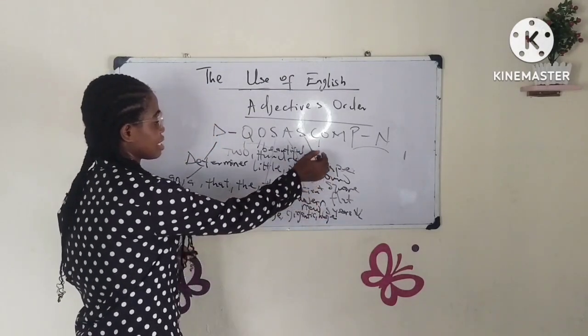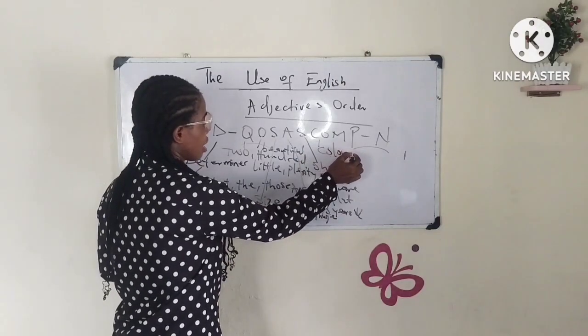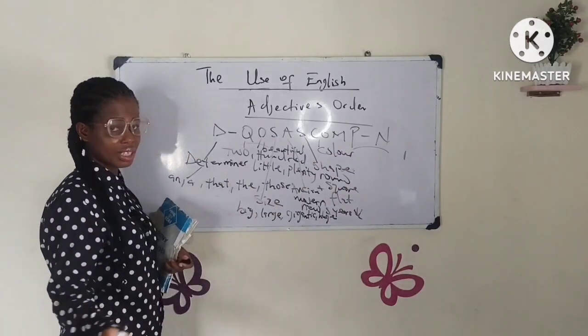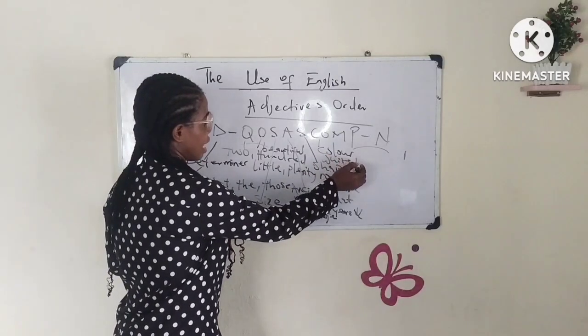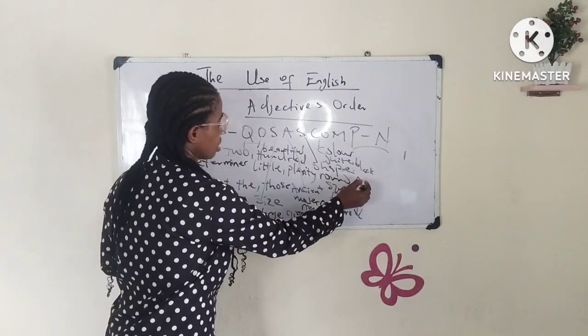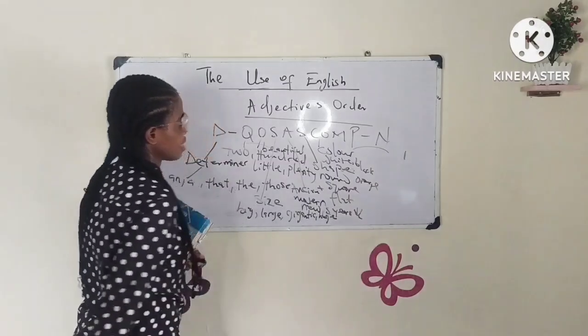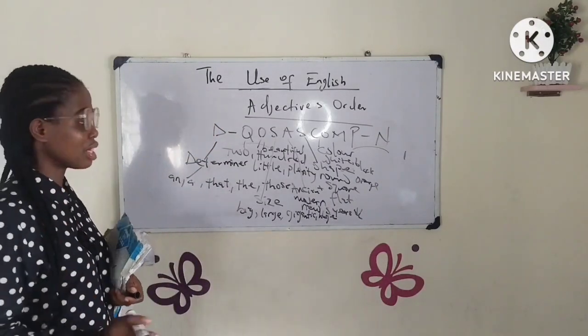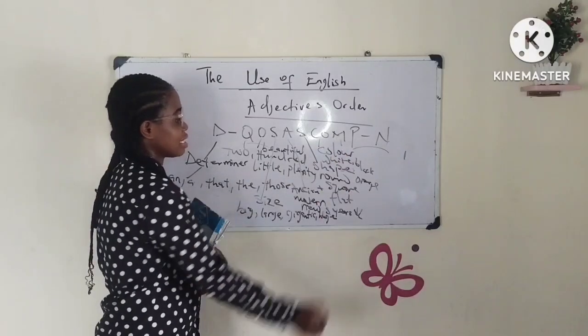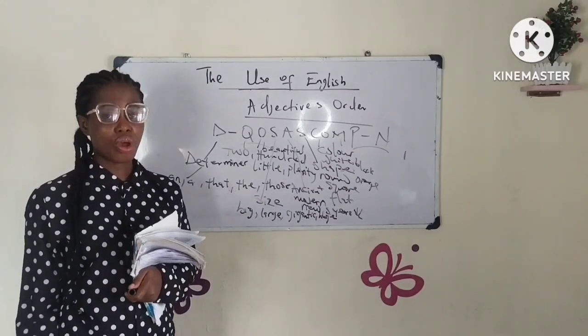We have C, and this C stands for color. Okay, color. What is the color of the thing that is being described: white, black, orange, etc. Now, after color, the next letter in our mnemonic is M. Okay, now this M stands for material.